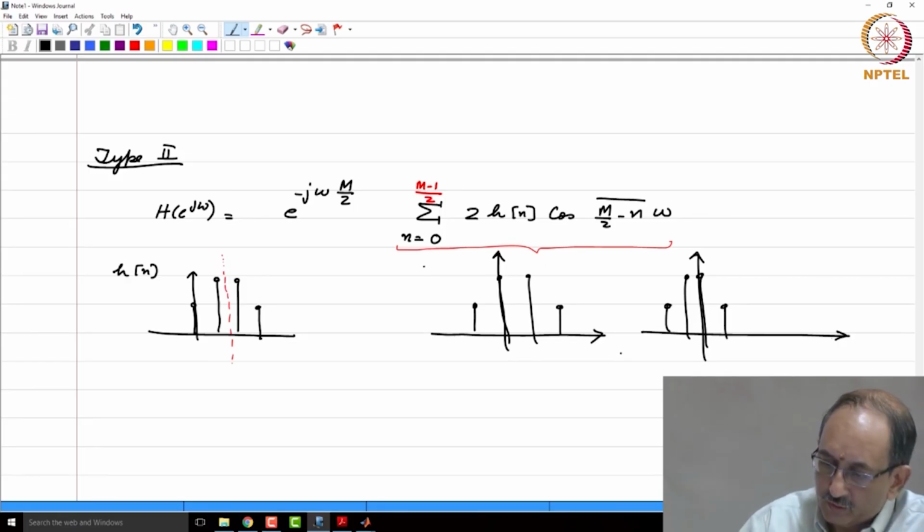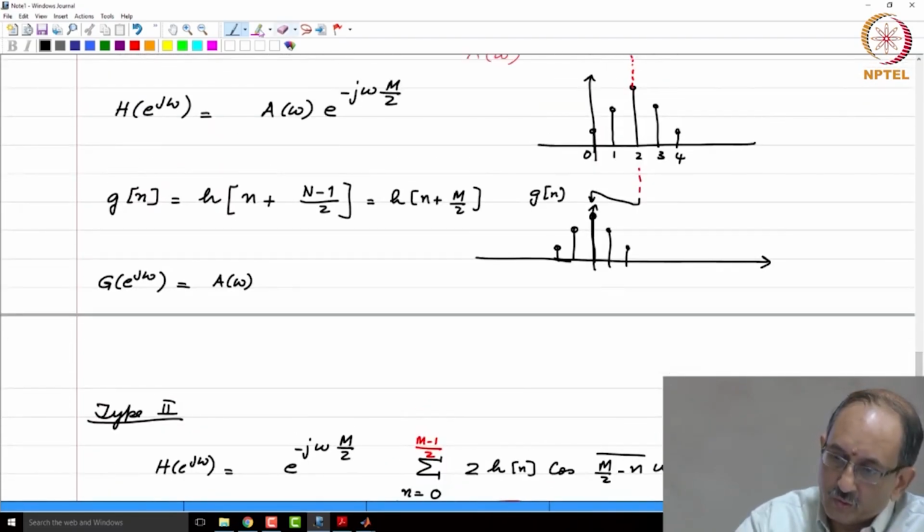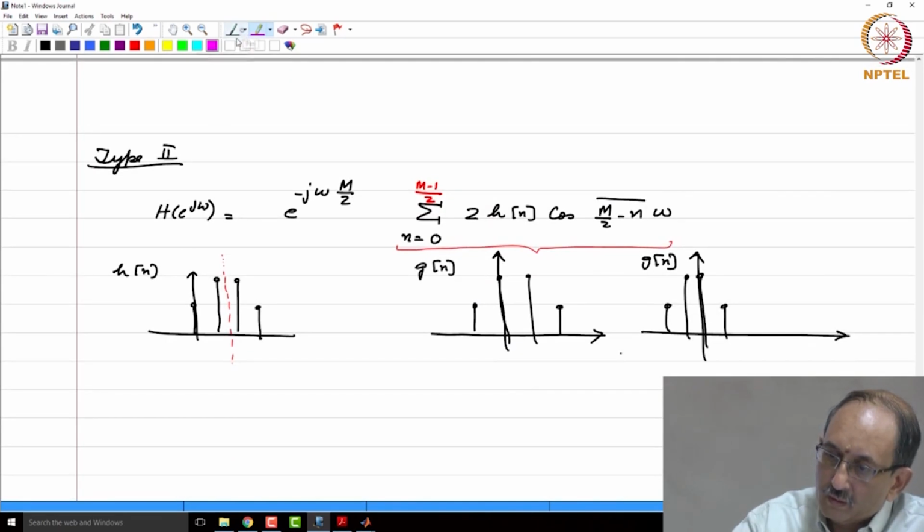So, coming back to this, you can have g of n like this or g of n like this, and neither of these sequences has A of omega as its Fourier transform. The point is there does not exist a sequence that has A of omega as the DTFT, unlike in the type 1 case where, when the original sequence was shifted by m by 2 samples to the left, it gave rise to an example sequence like this whose Fourier transform was A of omega.